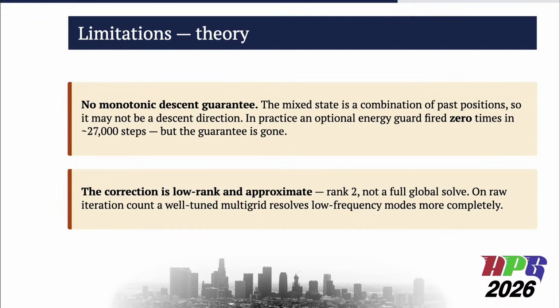The limitations are, first, it does not guarantee the descent of energy, because sometimes extrapolation can't get the right route in one step. So it's just an approximation, and sometimes it can be worse than not using it. And the correction is low rank and just an approximation.